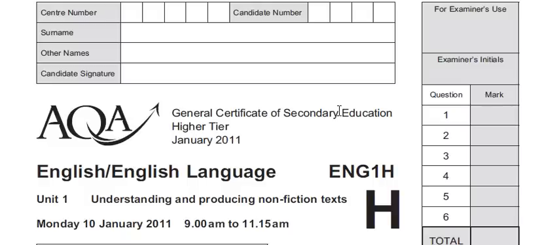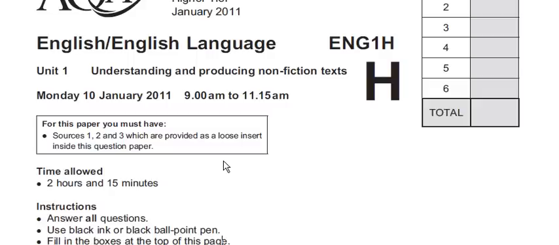Hello Year 11 and welcome to this quick talk through of the English language and English paper Unit 1, Understanding and Producing Non-Fiction Text. This is the higher tier one, very similar to the foundation tier in many ways. I'll just talk you through some of the key differences.